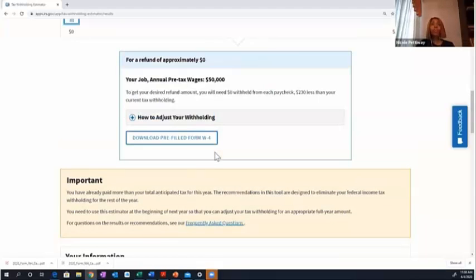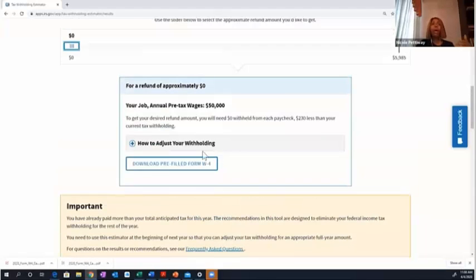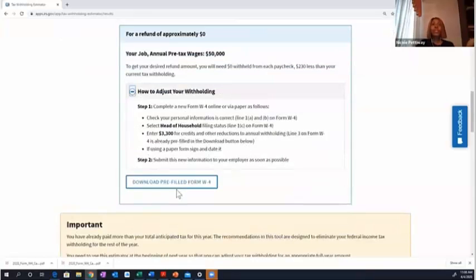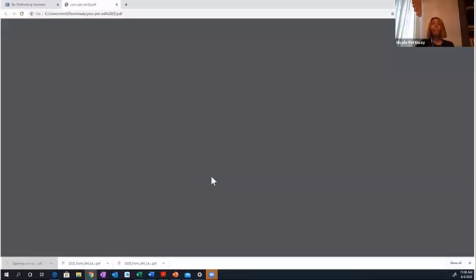Now we need to show them what to do. What are the next steps? So how to adjust your withholding. You can click here and it explains to you what you need to do. Enter the 3,300 exactly where you need to, on line 3 of the Form W-4. But the cool part is you can actually click on this download pre-filled W-4. One thing I will say is they've dumbed down the process. So now it actually is pre-filled out for you.